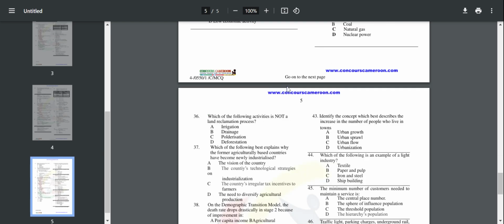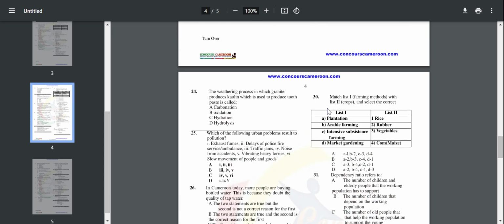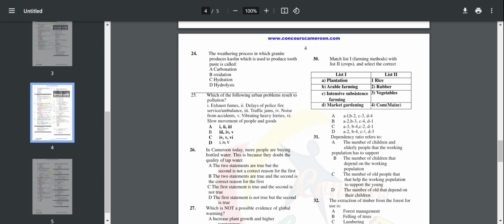Question 30. Match list 1, farming methods, with list 2, crops, and select the correct one. So the answer is D.